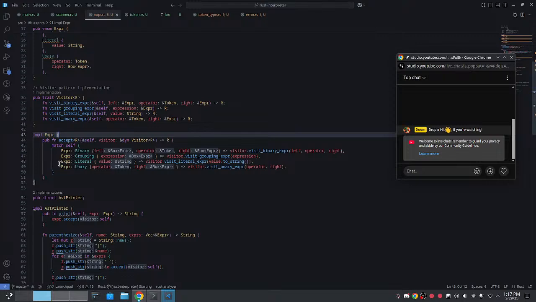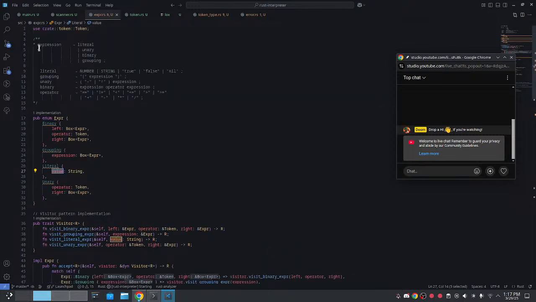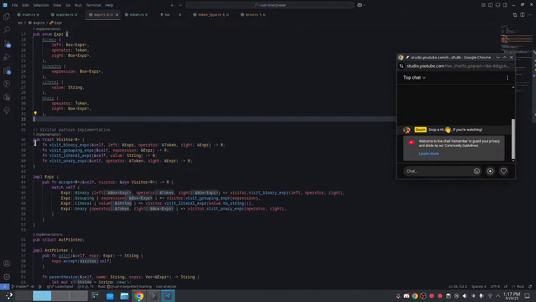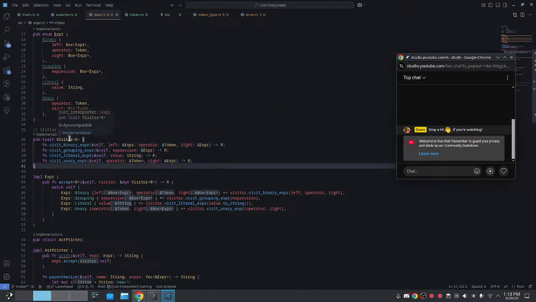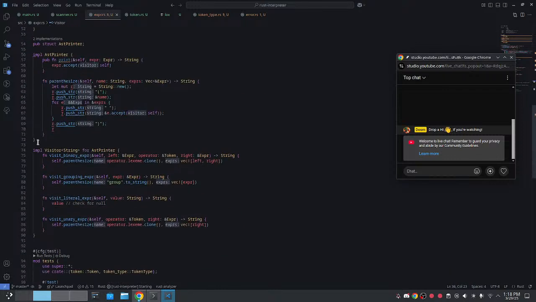So what we did is we defined an enum for Expr. This would contain all four things: binary, grouping, literal, and unary, and these all consist inside every aspect of it. And for the visitor, we defined a generic trait to visit all the functions and return the type that it would be implemented on. For example, we implement the visitor for String with AST printer. This is to just print all the ASTs that we form, right?